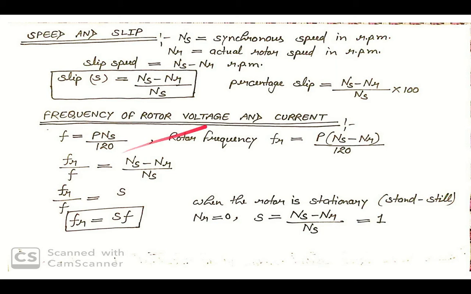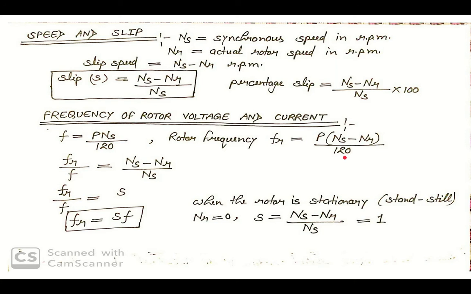Now the rotor frequency is represented by fr. The frequency in the rotor winding is variable and depends on the difference between the synchronous speed and the rotor speed. Hence the rotor frequency depends upon the slip. So rotor frequency fr is equal to p times the slip speed, ns minus nr, upon 120. So we have fr is equal to p (ns minus nr) upon 120.